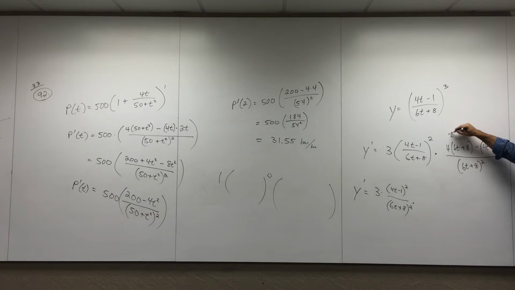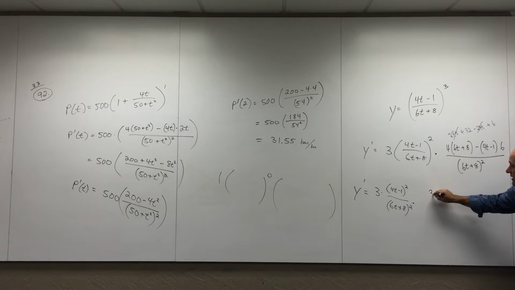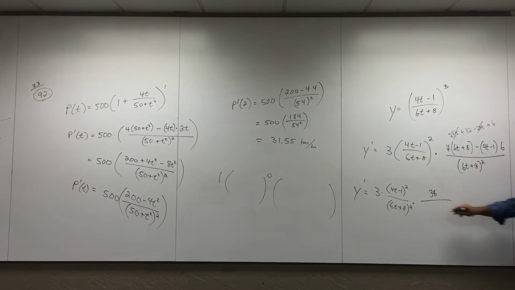Let's see what I've got here. I've got 24t plus 32. I'm distributing a negative sign and a 6 right here now. So that's negative 24t, that's cool. And a positive 6. Those guys cancel, and that leaves me with a 38 sitting on top of this. So I have a 38 sitting on top of this, (6t plus 8) squared. How you guys doing? So it does clean up very nicely.